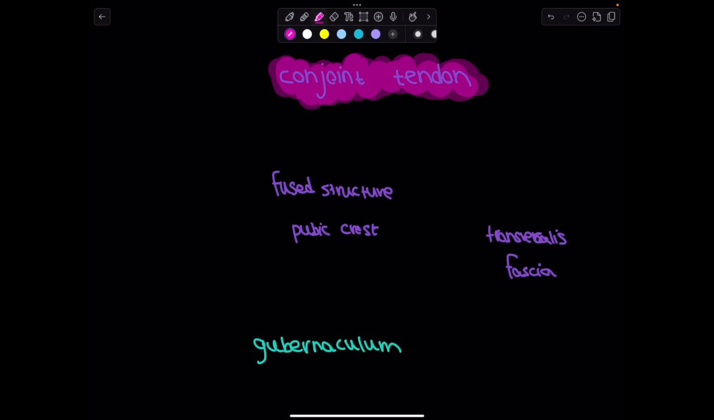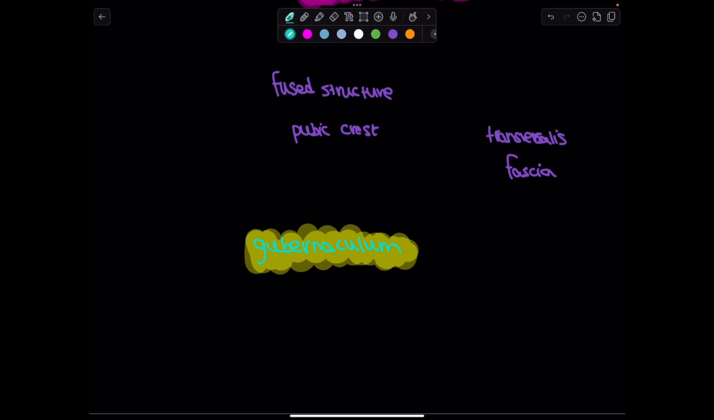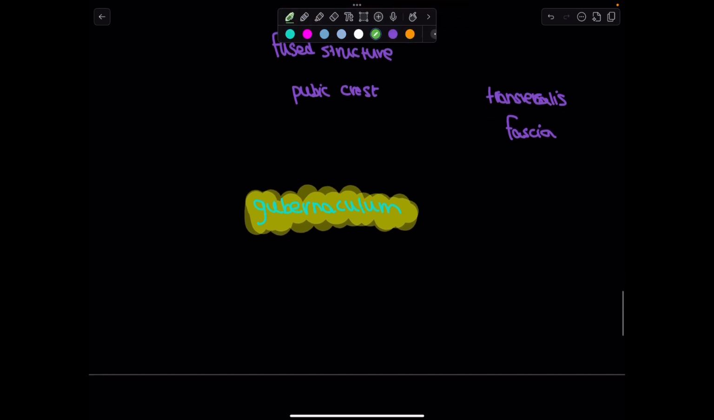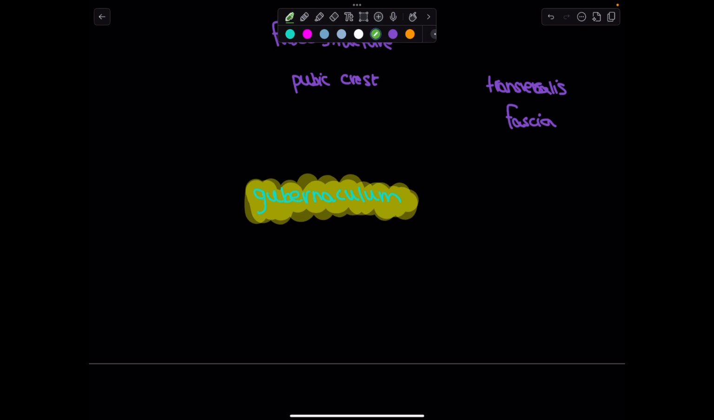The gonads, testes in males, ovaries in females, originate in the embryo near the kidneys on the posterior abdominal wall. During fetal development, they descend. Testes pass through the inguinal canal to the scrotum, guided by the gubernaculum. Ovaries move into the pelvis. The gubernaculum is a fibrous cord connecting the gonads to the scrotum or labia majora, acting like a guide rope to direct descent. In males, it helps form the scrotal ligament. In females, it becomes part of the ovarian and round ligaments. Clear? Yeah, that makes sense.